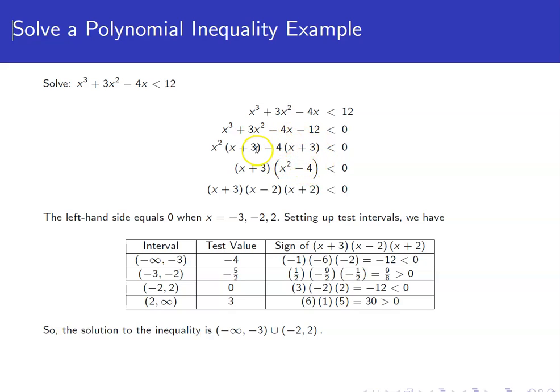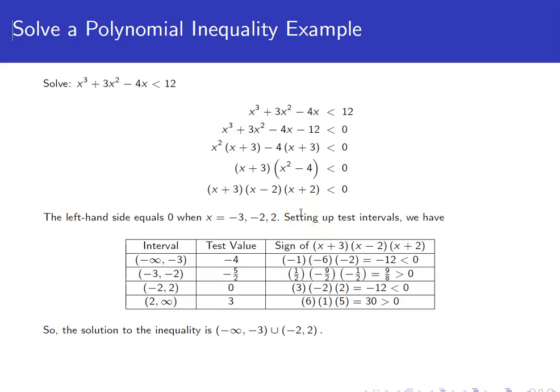So factoring out the x plus 3's leaves us with an x squared minus 4. Factoring the x squared minus 4 gives us x minus 2 and x plus 2. So all said and done, we factor the left-hand side as x plus 3 times x minus 2 times x plus 2, and we want that to be negative. The left-hand side is equal to 0 at negative 3, negative 2, and positive 2, and those are the only places where the expression can change signs.